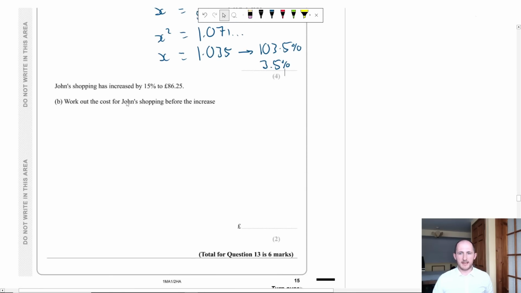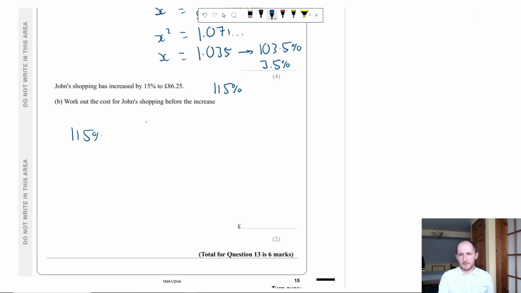Then it says John's shopping has increased by 15% to £86.25. Work out the cost of John's shopping before the increase. The way I like to do this is if it's increased by 15%, it's currently at 115% of its original value. So a few different ways to do this.